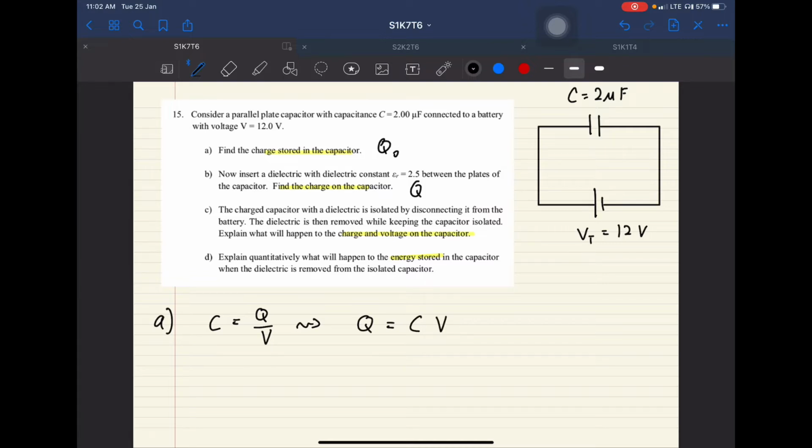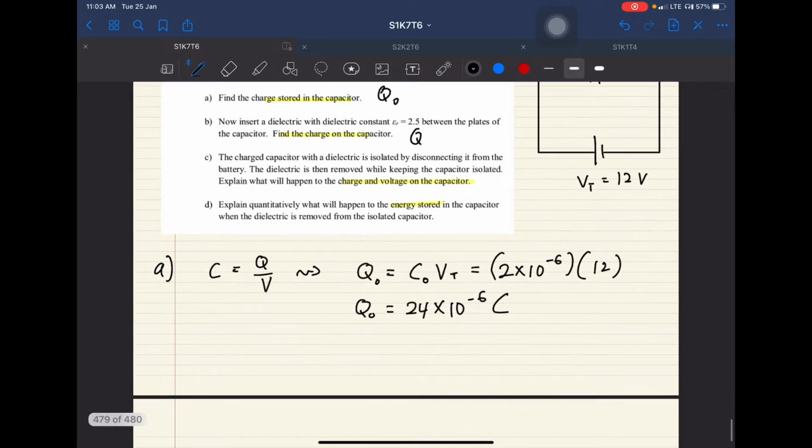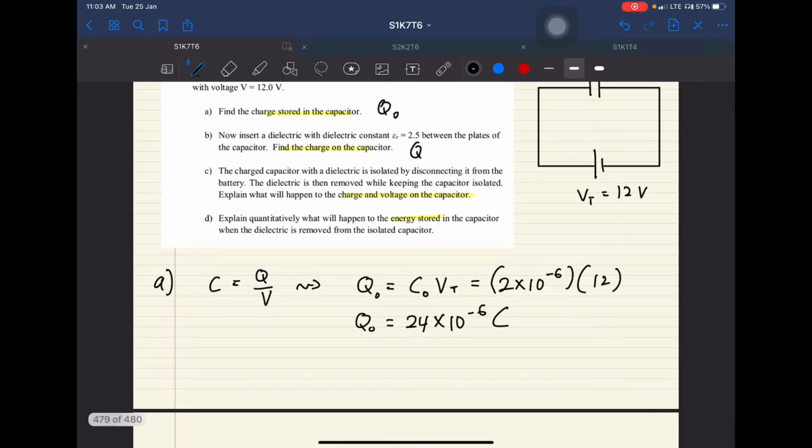I just want to differentiate between previous and after, so I put Q not here. You can put C not as well. This one doesn't mean peak, it just means initial. This is V terminal, so it will be 2 microfarad multiplied by 12, so 24 times 10 to the negative 6 coulomb. And then they say now insert a dielectric with dielectric constant epsilon r. Find the charge on the capacitor.